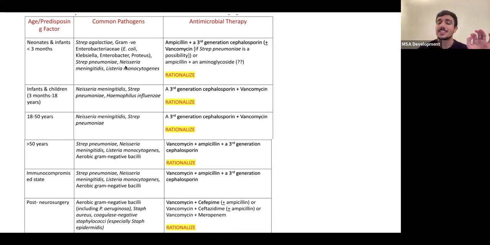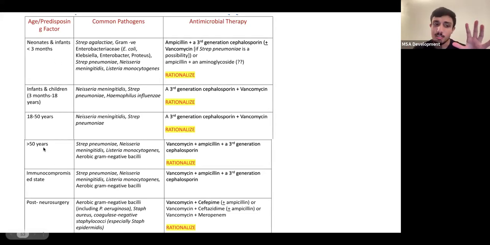Strep pneumo and Neisseria are in every age group. And then specifically, you have strep agalactiae, only in less than 3 months. Listeria monocytogenes is going to come in three different categories: less than 3 months, above 50 years, and immunocompromised.